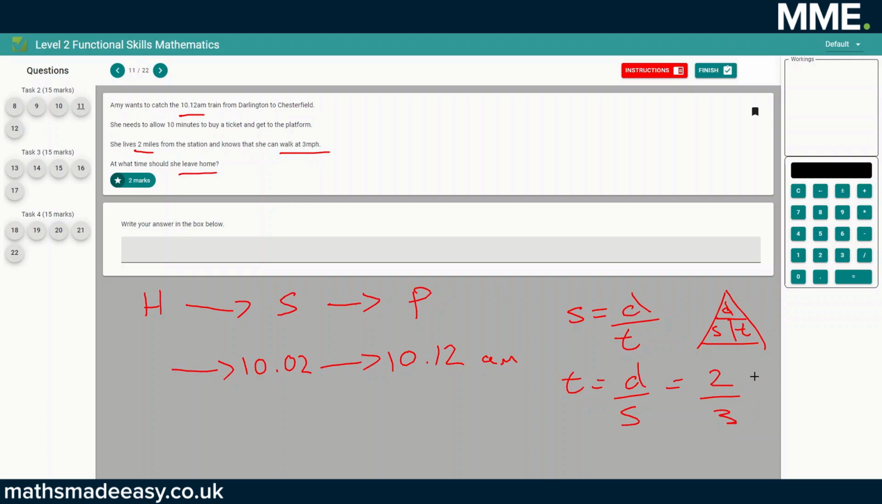So this is 2/3, and that's 2/3 of an hour that it'll take her to walk. To work out that time frame, we multiply it by 60, as there are 60 minutes in an hour. So that comes to 40 minutes. It'll take her 40 minutes when she leaves her house to walk to the station. So to find the time that she needs to leave in order to board the train at 10:12, we simply take 40 minutes off this time here, which works out as 9:22 AM, which is our final answer.